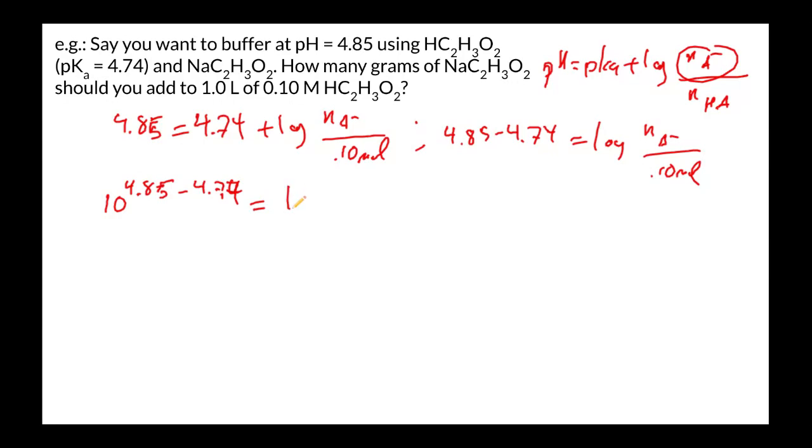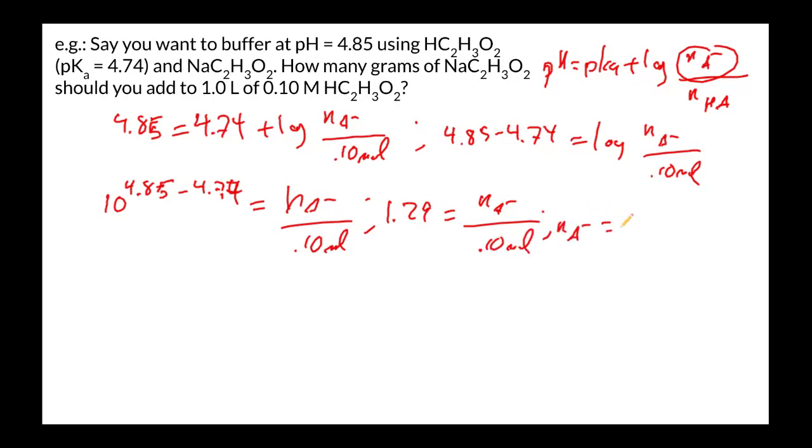That's equal to just number of moles of acetate ion over 0.10 moles. 10 to the 4.85 minus 4.74 is 1.29. So that's the number of moles of acetate over 0.10 moles. Solve for the number of moles of acetate ion, and you get 0.129 moles.